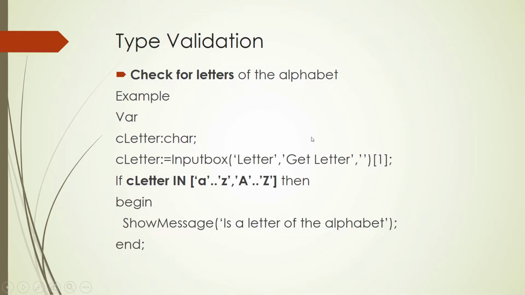Type validation again, where I can check for a letter. So I want to check if an input, using an input box, if this input is a character. Note I've created a variable of data type char, and I'm checking using the in operator, is C letter in this range of alphabetical characters. And I'm checking both lowercase and uppercase characters. If it is in the range, it's going to display a message that the character is a letter of the alphabet. Let's move on to the next one.